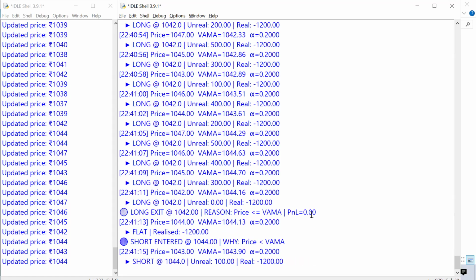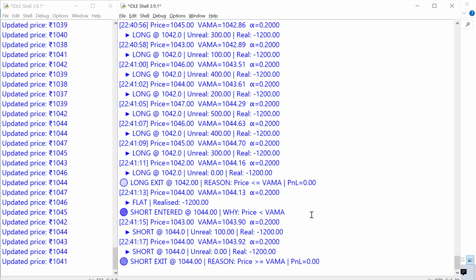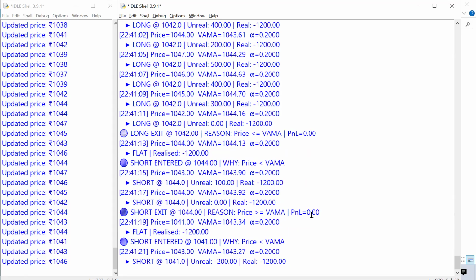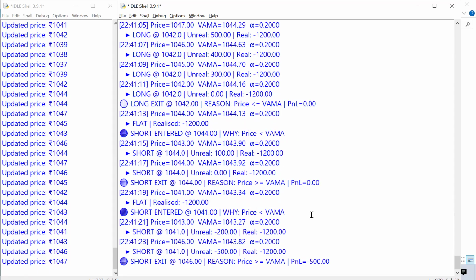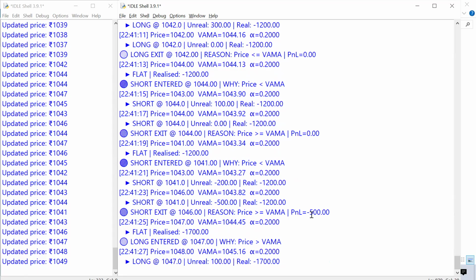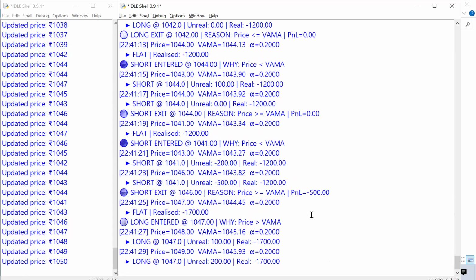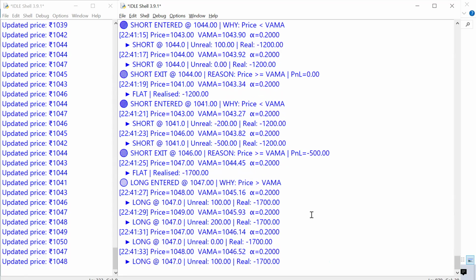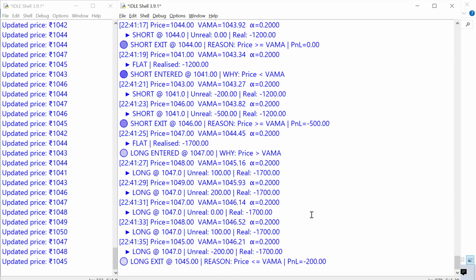We got this short position at 1044. So it happens so fast. A normal human cannot do this. We need to depend on the algo itself. This kind of calculation cannot be done manually by a human.